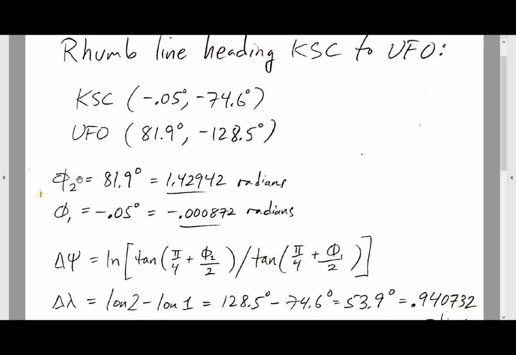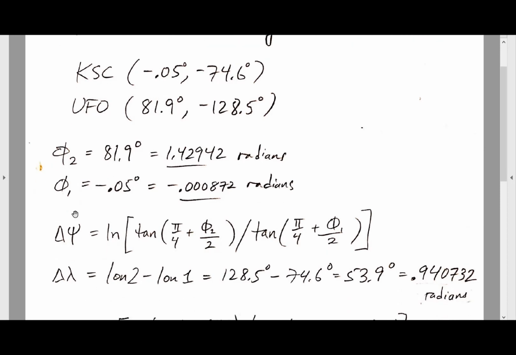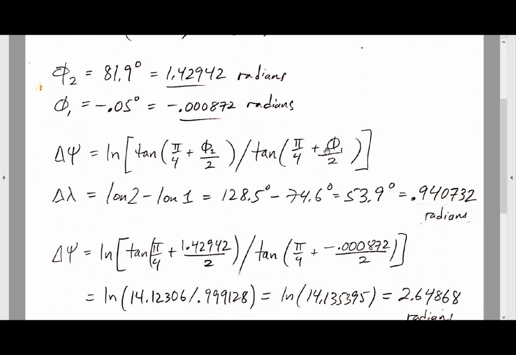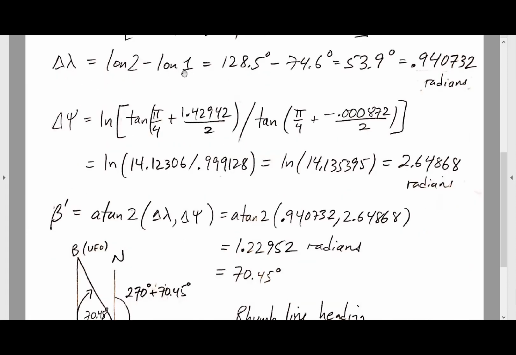And here I'm calculating this phi 2 and phi 1. This calculation right here adjusts for the distortion of the Mercator map. And so basically I'm just getting how much over and how much up you need to be on the map, but taking into account the stretching of the map. So I get this change in the longitude here, and this delta psi, which is this ln of this ratio of tangents.